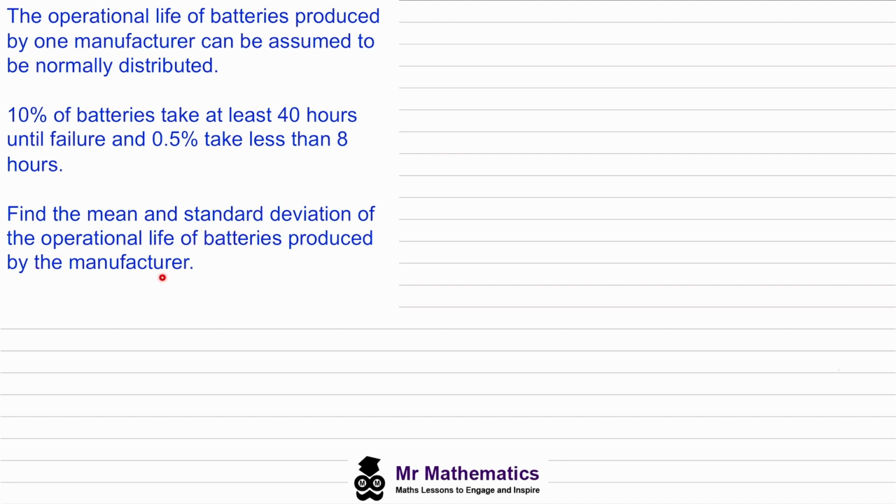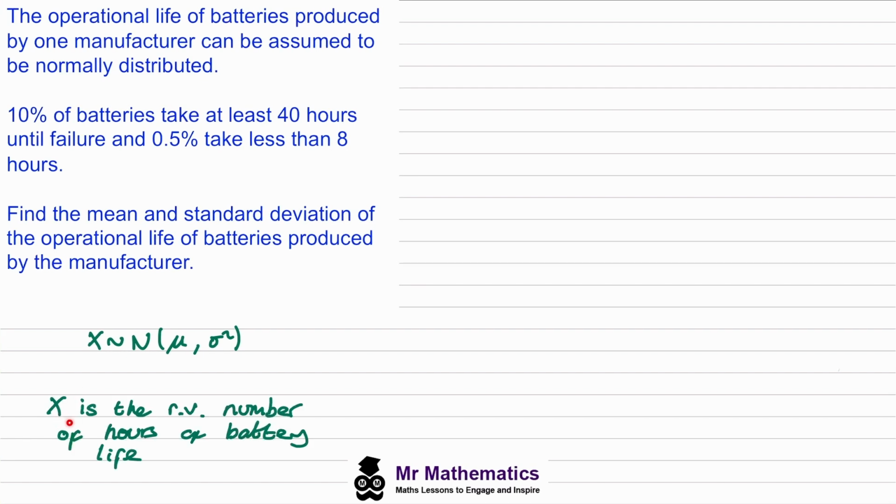by this manufacturer. So if we begin by stating our model, we can say that X is distributed normally with a mean of mu and a variance of sigma squared. I know it's important to define what X is, and this is where X is the random variable, the number of hours of battery life.